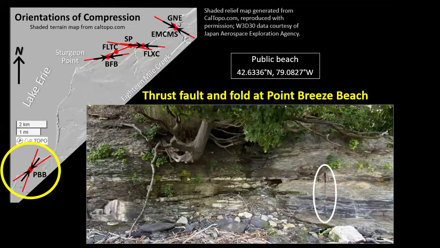The orientation of compression indicated by thrust faults and folds exposed in lakeshore cliffs in this area rotates. The progressive rotation suggests to us that these structures are related even though they differ in style. The first three structures occur on a publicly accessible beach, Point Breeze Beach. There's a 1.35 meter long walking stick for scale. These are all relatively small, subtle features.